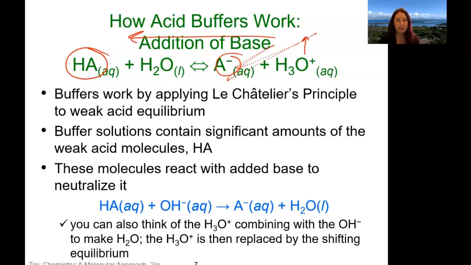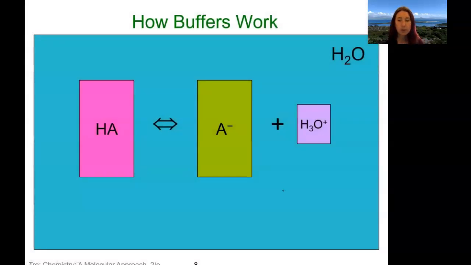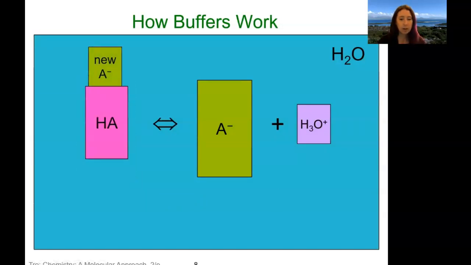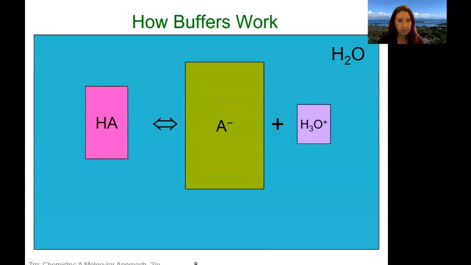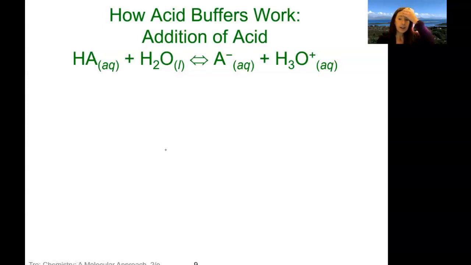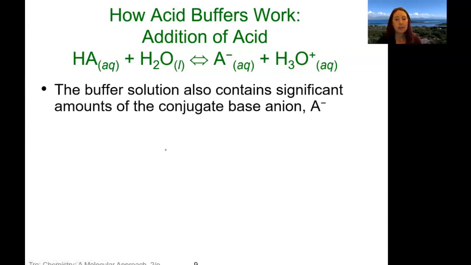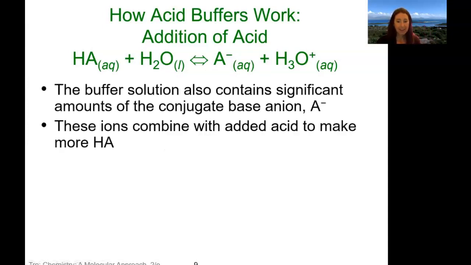Same thing that happens with the bases. So let's look at this. Okay, so first let's add OH. So if we add OH here, it's going to react with the weak acid, right? Which is going to create more conjugate base. Now, again, the buffer also contains a lot of our conjugate base, and they will react with the acid to make more weak acid.